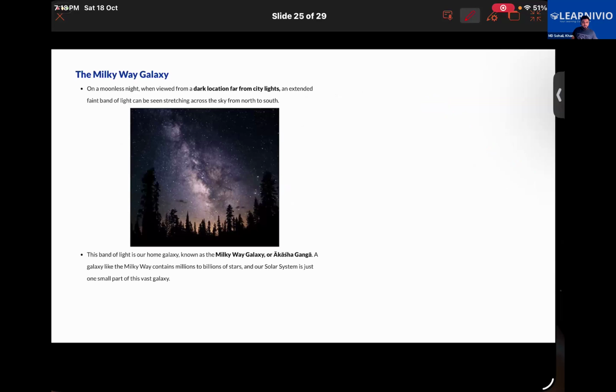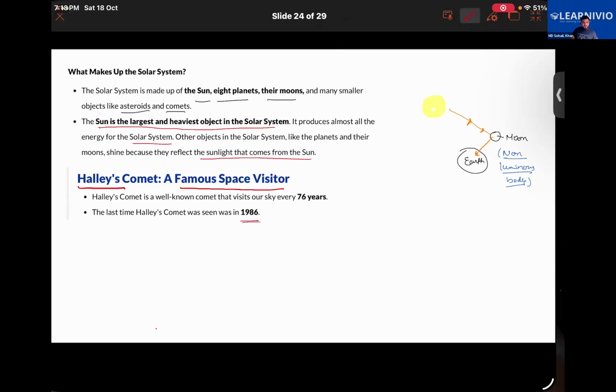So if it was seen for the last time in the year 1986, when can we see it again? When can we see Halley's comet next? We will basically add 76 to this. So that will be roughly in the year 2061 or 2062. It is said that we may be able to see that.